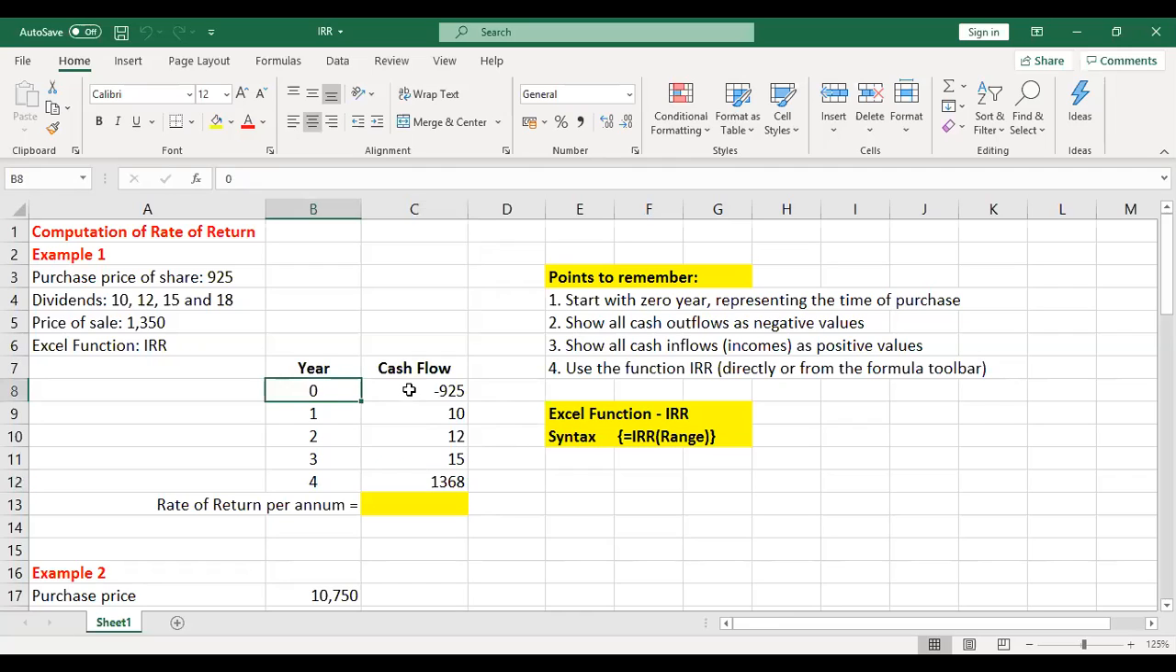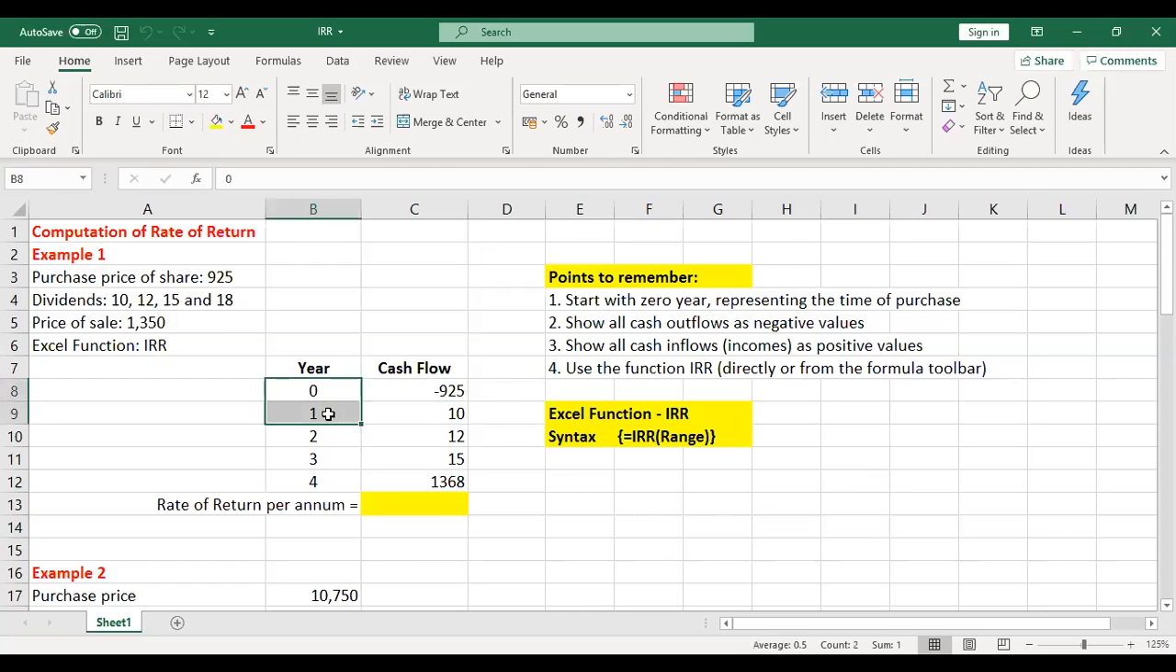So first we need to give the cash flows like this in Excel. One thing that we have to remember is we have to start with 0 year representing time of purchase. We have to show all cash outflows as negative values. Whenever we are paying, we have to show it as minus. Whenever we are receiving cash flows, it should be shown as a positive value. And then we have to use an Excel function called IRR, or internal rate of return. The syntax for IRR is equal to IRR and we just give the range.